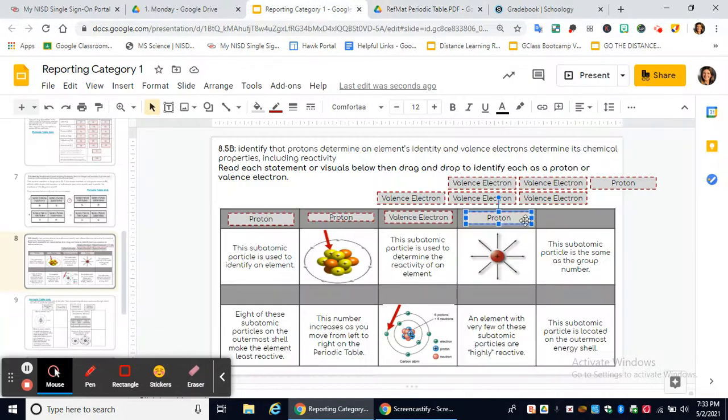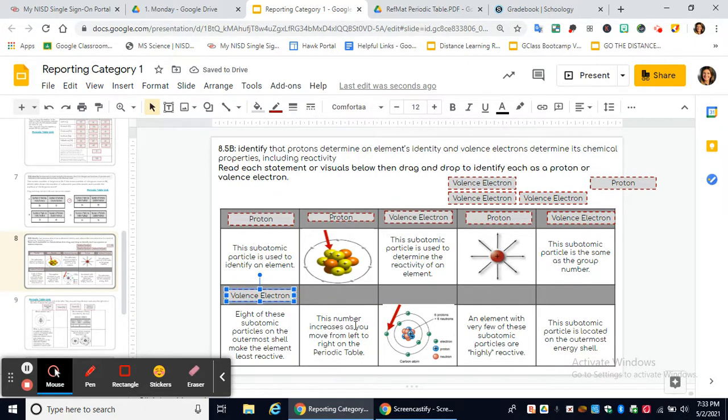Okay? So this subatomic particle has the same as the group number. Your valence electrons are going to be the same as your group number, and you only look at the second digit when you're in the teens. 8 of these subatomic particles on the outermost shell make the element least reactive. Okay, so that would be your valence electrons. If you have 8 of them, it means you are stable, you're least reactive.